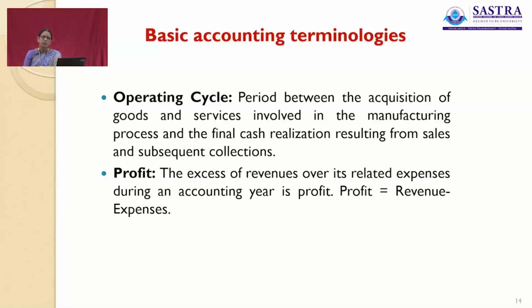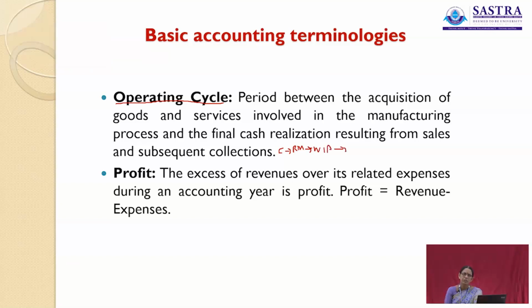Next comes the operating cycle. The operating cycle is the time taken to convert your raw materials into finished goods and then into cash again. Assume a manufacturing organization: we start with cash, purchase raw materials, converted into work in progress, into finished goods, into sales, into debtors, into bills receivable, and again the bills receivable into cash. So this is the operating cycle. It is the acquisition of goods and services involved in a manufacturing process and the final cash realization resulting from the sales and subsequent collections. Suppose you are a trading concern, it will be cash, finished goods, debtors, bills receivable and cash. So this will be the operating cycle. It is the time for converting your cash into cash again.